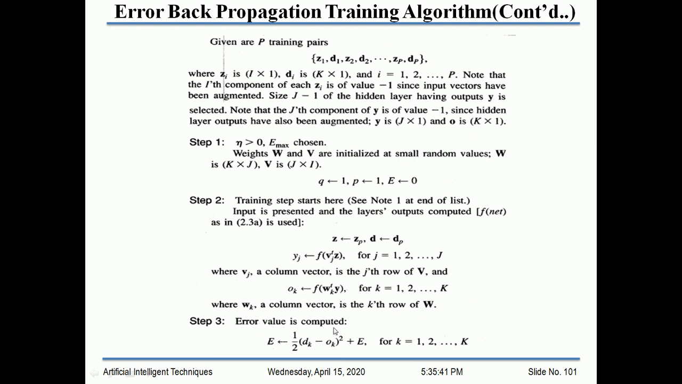Step number 3: once I calculate the output OK, we can find the error using the formula E is equal to half into (dk minus OK) whole square plus E.